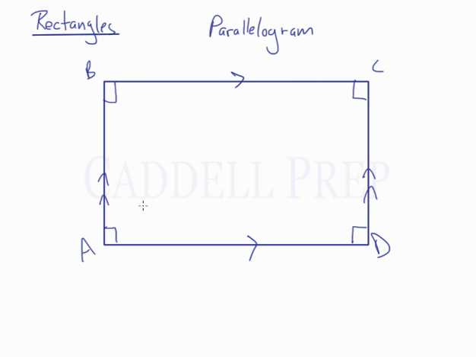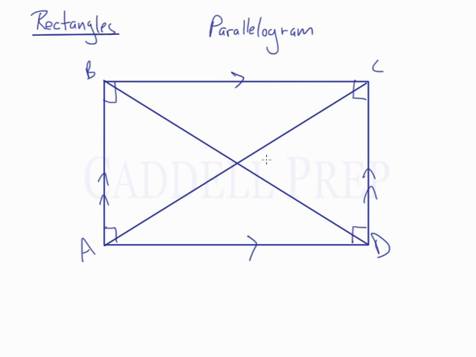Okay, then there are some other important facts about parallelograms as well. If we were to draw this diagonal AC and diagonal BD, just like in a regular parallelogram, these bisect each other. So if this is point E, we have that BE is congruent to ED.